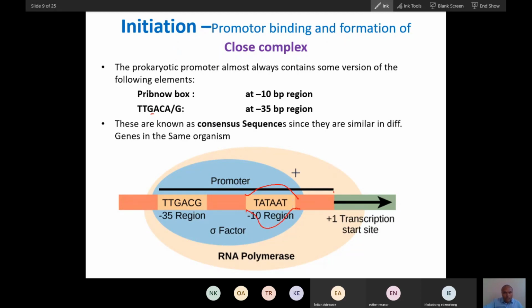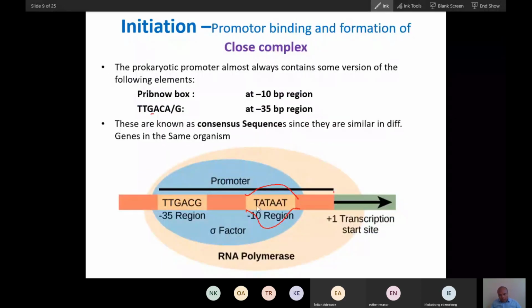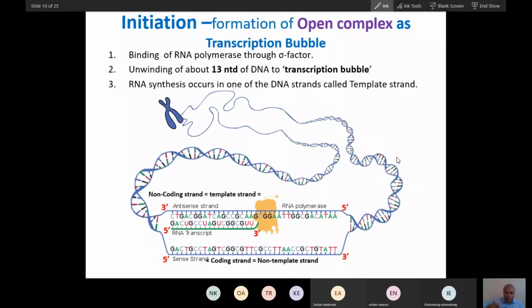And what is there in the open complex? This open complex will progress as the RNA polymerase progresses. I have described what the open complex is. It has two strands, and only on one strand will RNA be synthesized. Transcription will be done on only one strand, and this strand is the template strand. The template strand is also called the non-coding or antisense strand.